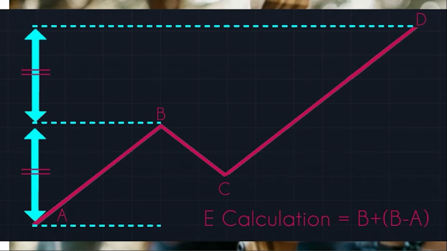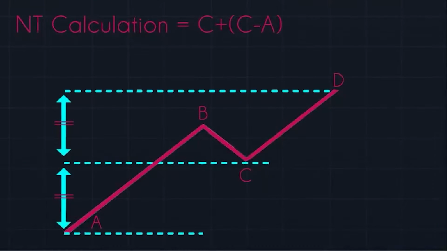Now let's move on to the NT calculation. For the NT calculation, we subtract the price at point A from the price at point C. This gives us the distance between those 2 points, and now we add that to C to find our NT target.